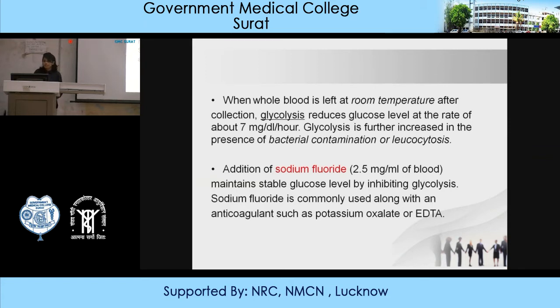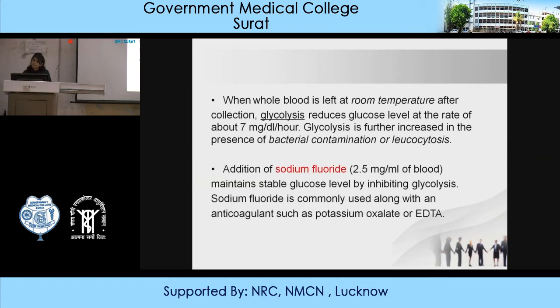So what is the value of adding some kind of preservative that will reduce glycolysis? If we do not add that and glycolysis occurs because of any of these factors, we will have a fallacious result which may mislead us for the diagnosis, right? So it is very important to have the vacutainer containing the proper anticoagulant while we are drawing blood for the investigation about diabetes mellitus.